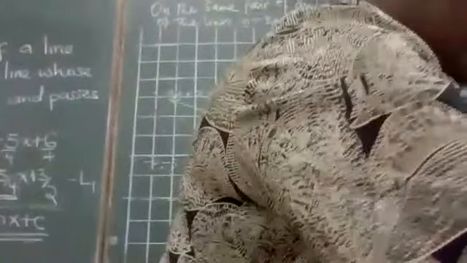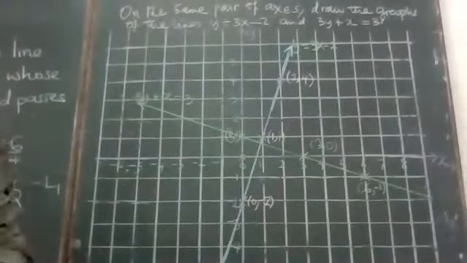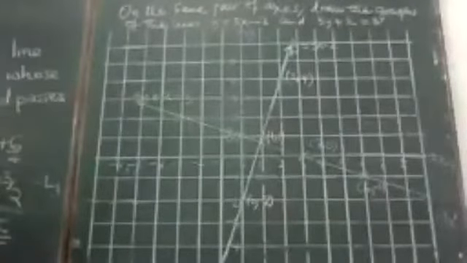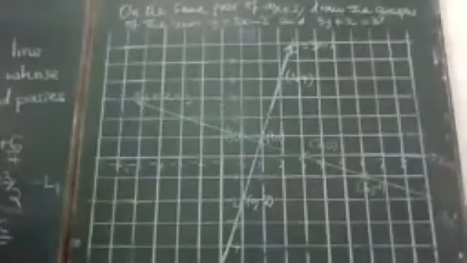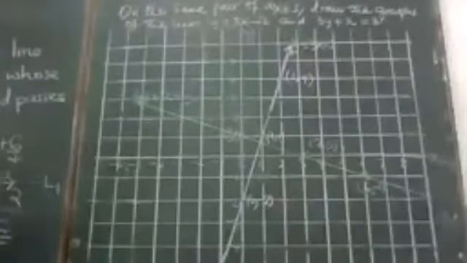It's clear. Someone read the question up there, that's when I'll know you're seeing it clear. On the same pair of axes, draw the graphs of the lines y is equal to 3x minus 2 and 3y plus x is equal to 3.